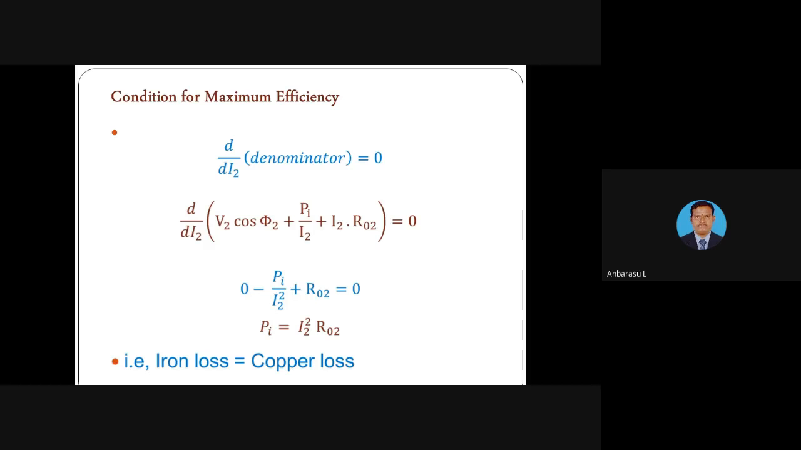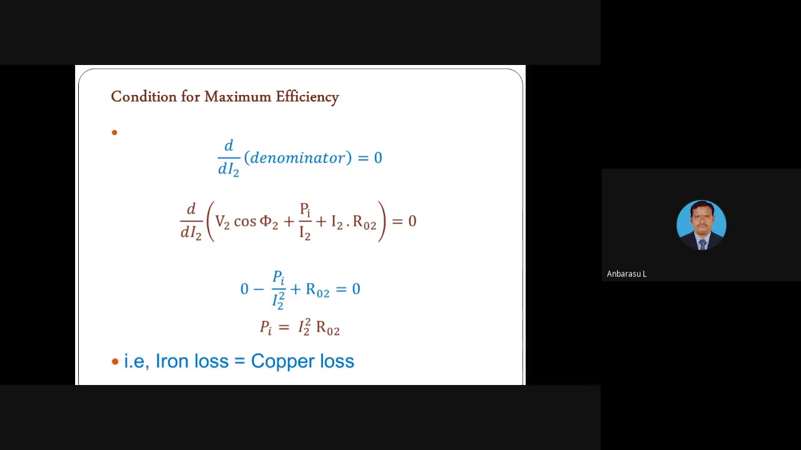By applying the differential equation, we can get the first term: d by dI2 of V2 cos phi 2, that is 0. Then d by dI2 of Pi by I2, we can get minus Pi by I2 square, plus d by dI2 of I2 into R naught 2. So finally we can get only R naught 2. So write the final equation: 0 minus Pi by I2 square plus R naught 2 equal to 0.